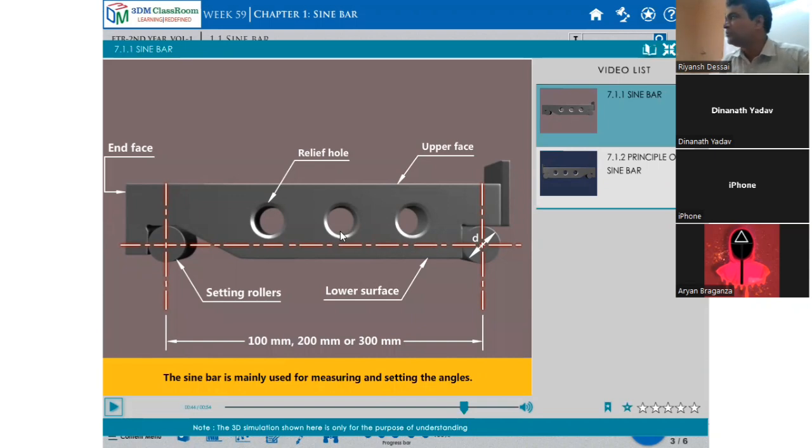It is a very precise measuring instrument. By making such an arrangement, we can find out the angle. Now the parts are the upper face, the setting roller and the lower face. So this is the length of the sine bar.